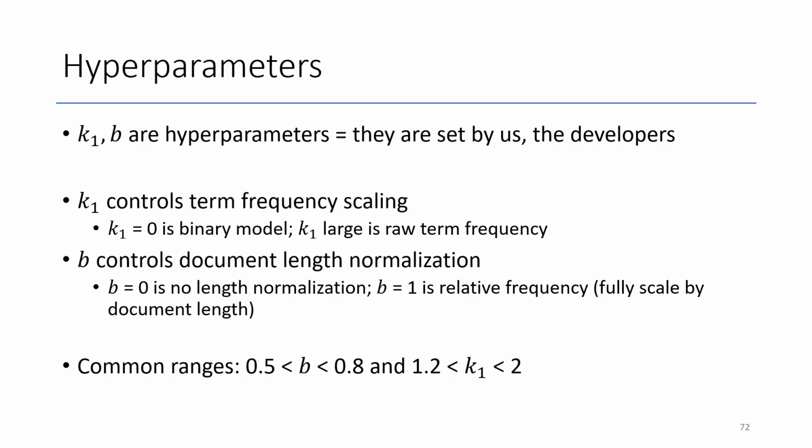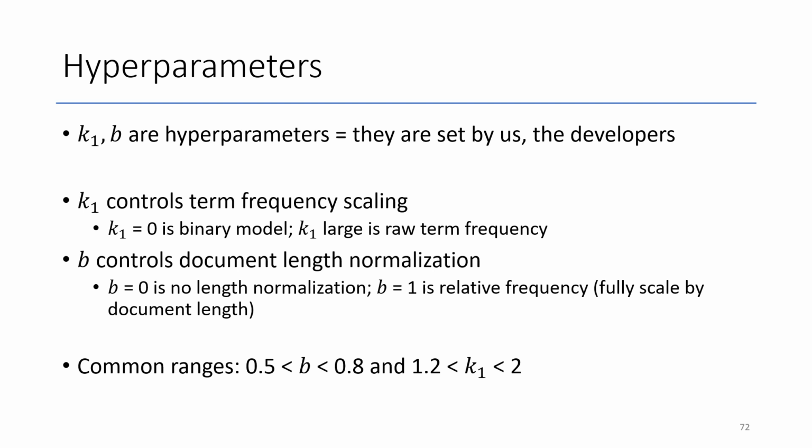The hyperparameters of BM25 are set by us, right? The developers, the practitioners, and K controls the term frequency scaling. If we set K to 0, it suddenly becomes a binary model. And if we set K to a very large number, we basically look at a raw term frequency.